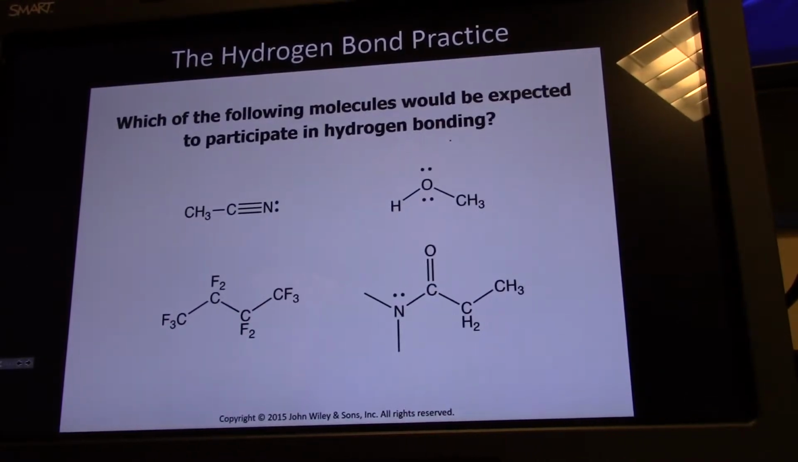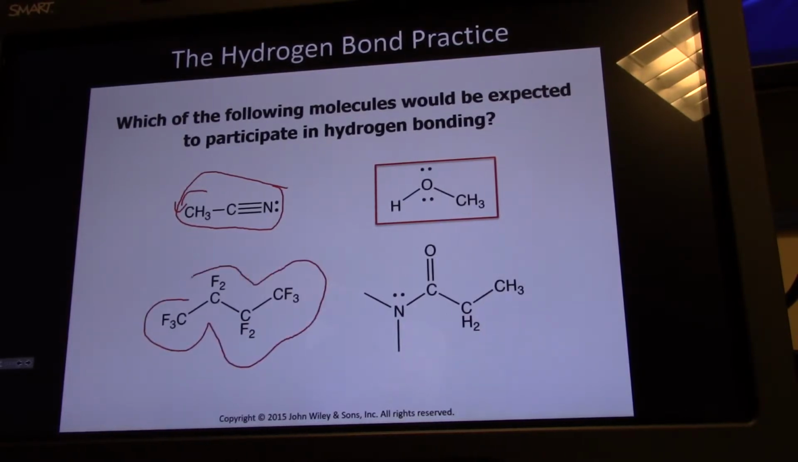So which of the following molecules would be expected to participate in hydrogen bonding? Well, only one of them has both the protic hydrogens and an N, O, or F, and that's methanol. Acetonitrile, the only hydrogens are attached to carbon. Those will not hydrogen bond. Here we have a little piece of Teflon. There are no hydrogens. Here we have a nitrogen, but all the hydrogens are attached to carbon. They will not hydrogen bond. However, in methanol, the protic hydrogen that's attached to the oxygen can absolutely hydrogen bond.